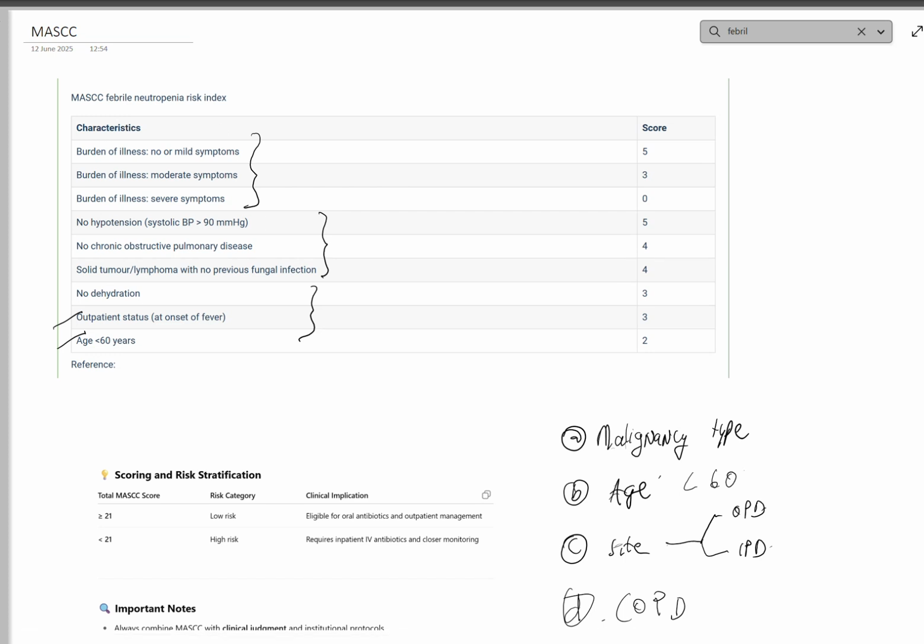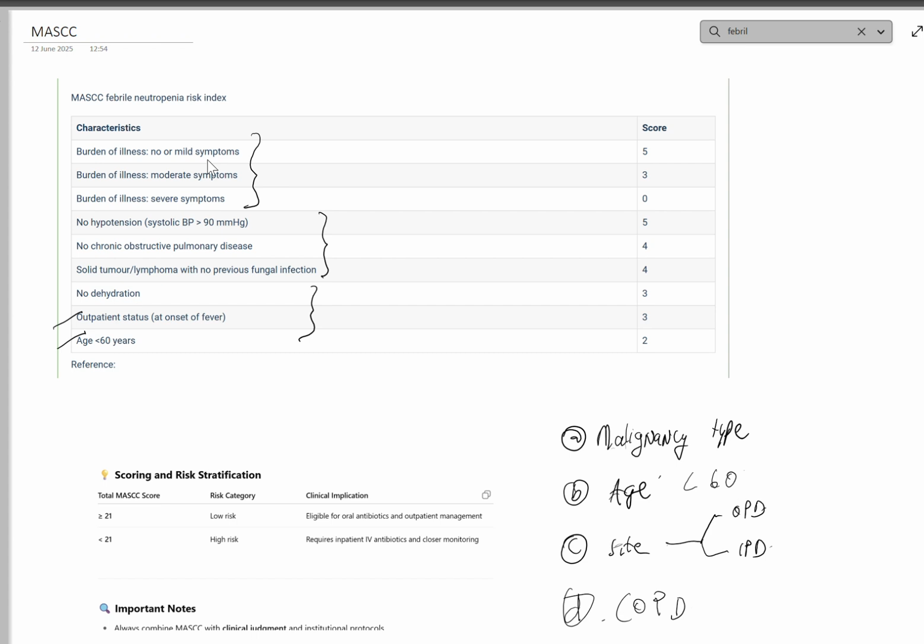Febrile neutropenia patient. We want to know if we should admit or give oral antibiotics. The person was given chemotherapy and they come to you after chemotherapy with fever and neutropenia.